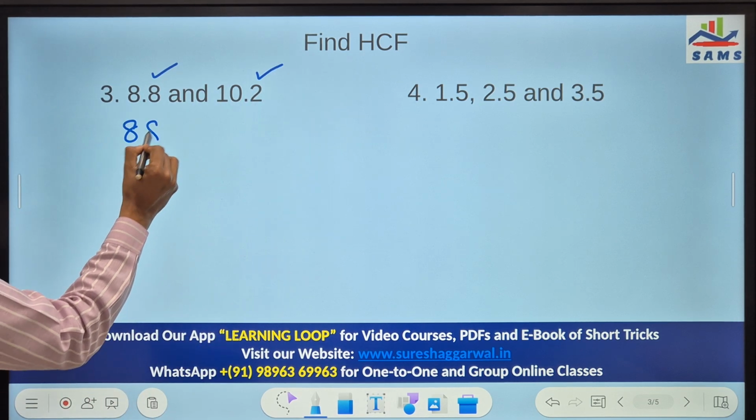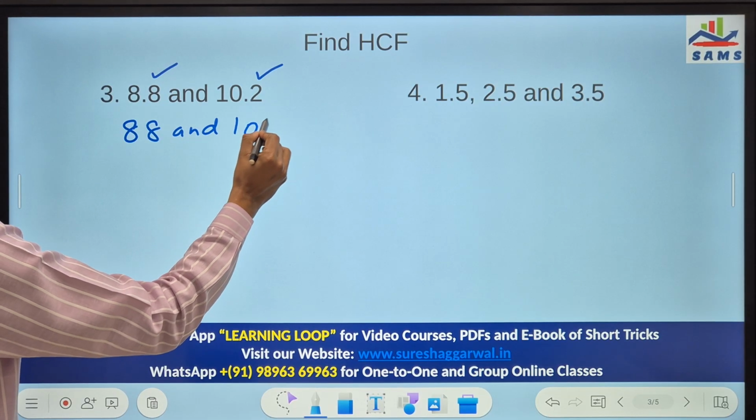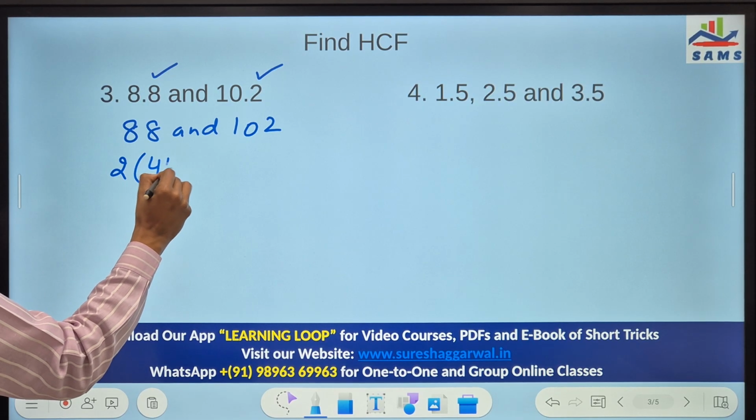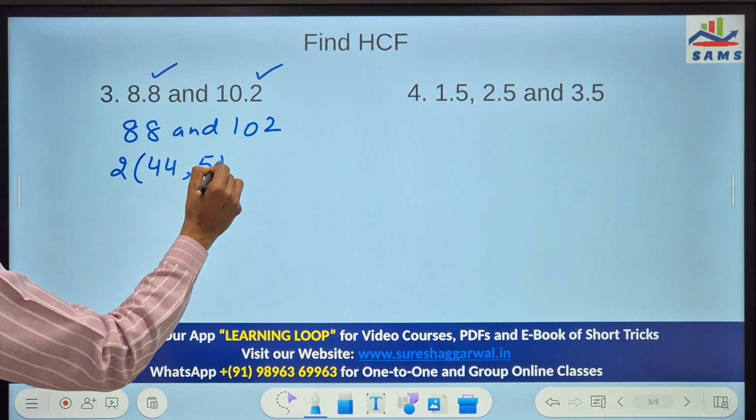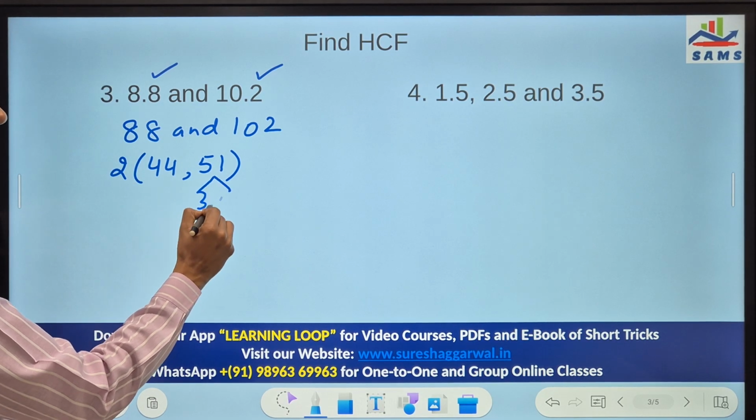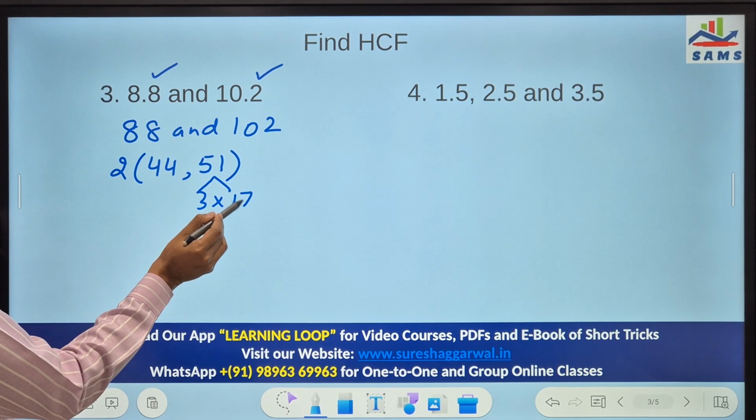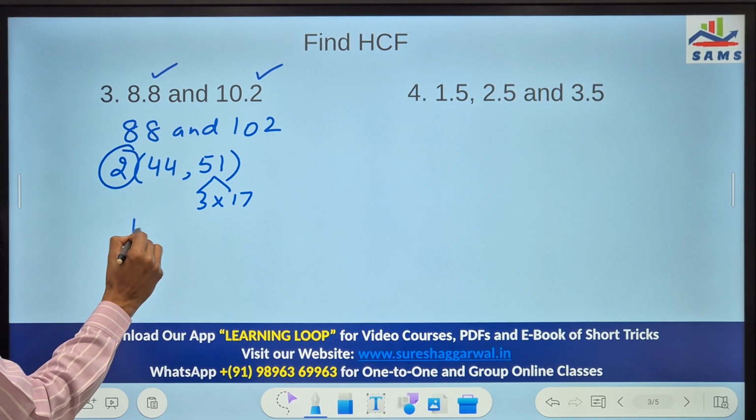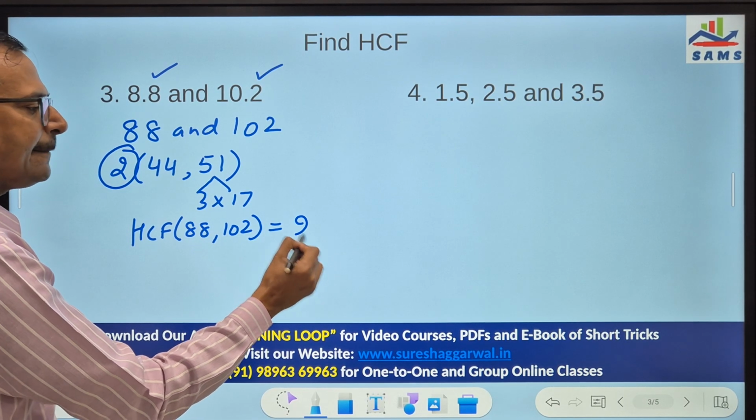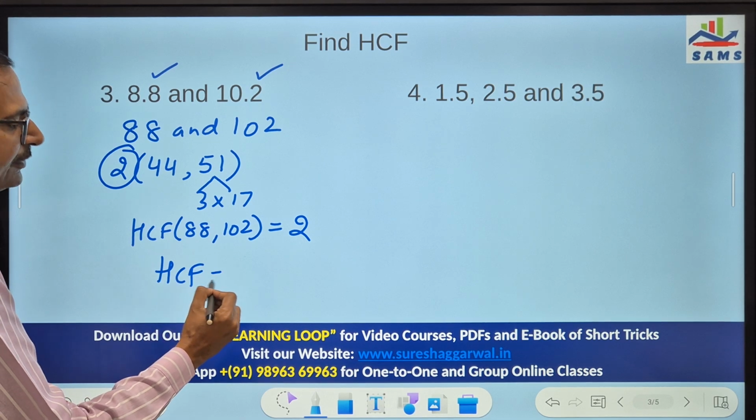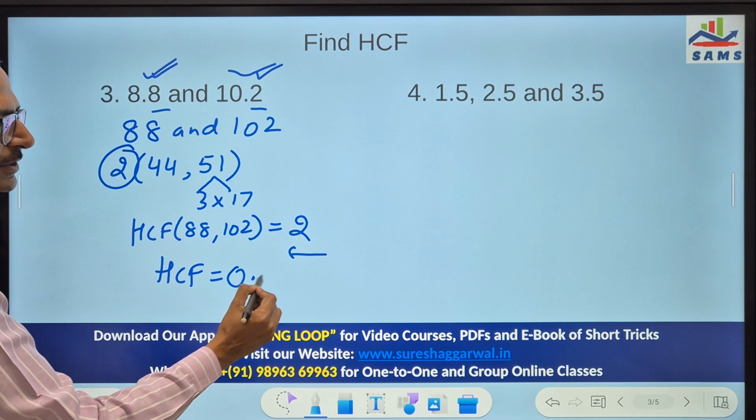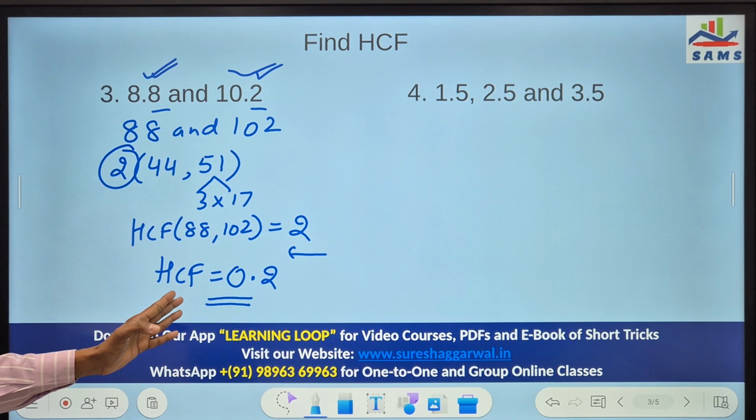Likewise, here you can see 1 digit after decimal, 1 digit after decimal. So this becomes 88 and this becomes 102. Divisible by 2, right? So this is 44 and this is 51. Now this actually is 3 times 17, right? And 3 doesn't divide 44, 17 doesn't divide 44. So the highest common factor of 88 and 102 is going to be 2 only. And so the highest common factor of the required numbers, 1 decimal place.